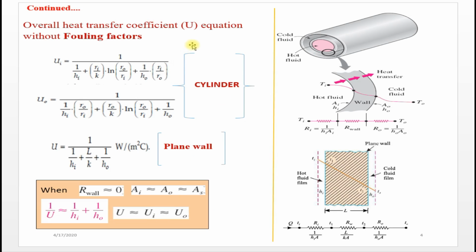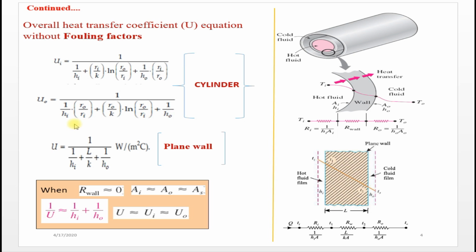The overall heat transfer coefficient without fouling factors for a cylinder, based on the inner surface area, is Ui equal to 1 by [Hi plus Ri by K ln of Ro by Ri plus 1 by Ho Ri by Ro]. Based on the outer surface area, the overall heat transfer coefficient equation is given by 1 by [Hi Ro by Ri plus Ro by K ln of Ro by Ri plus 1 by Ho]. These two equations are used to find the overall heat transfer coefficient without fouling factor for a cylinder.